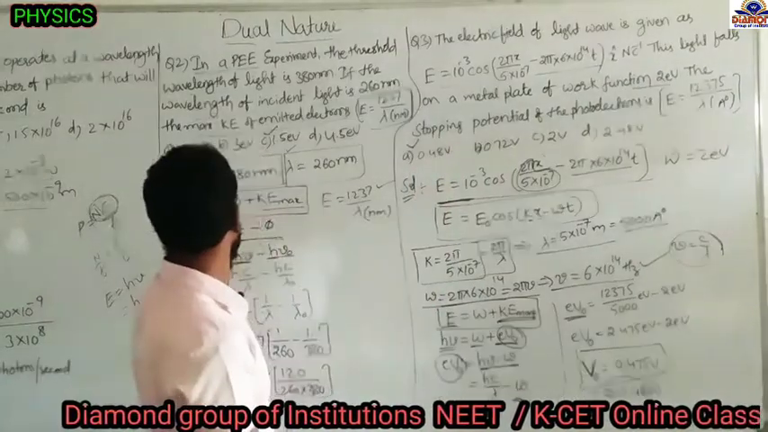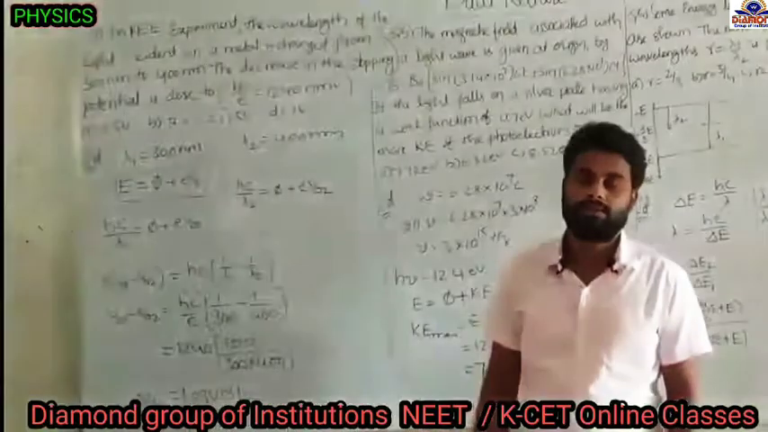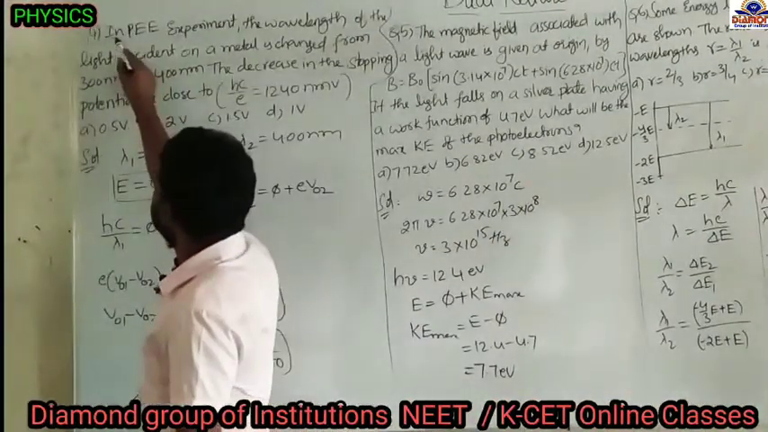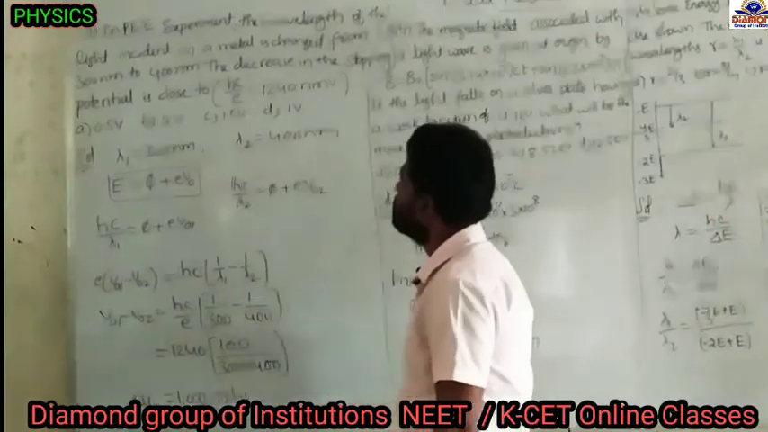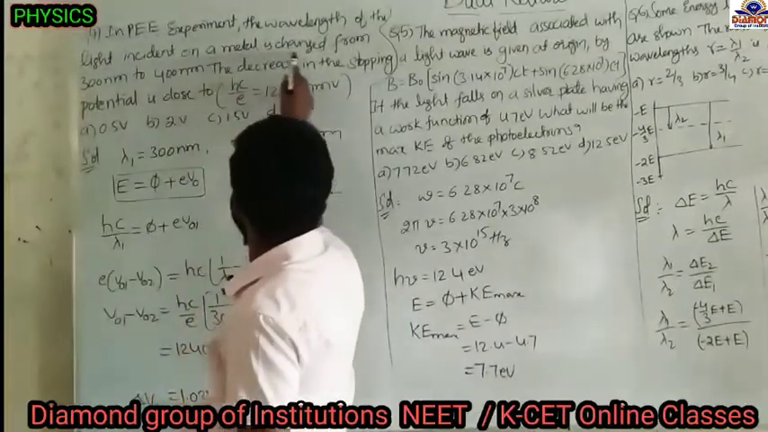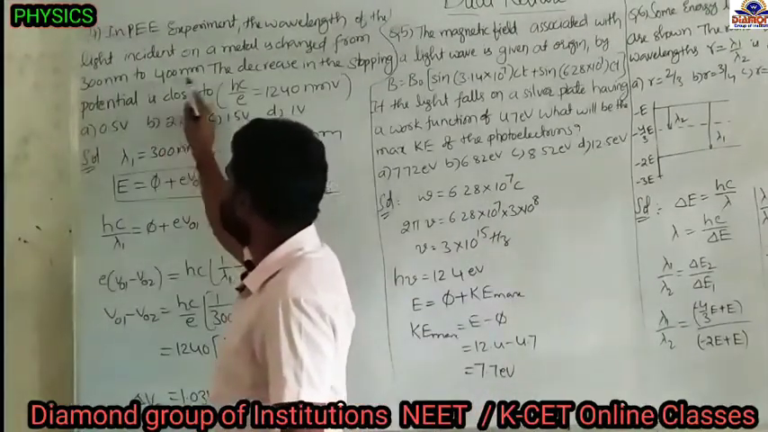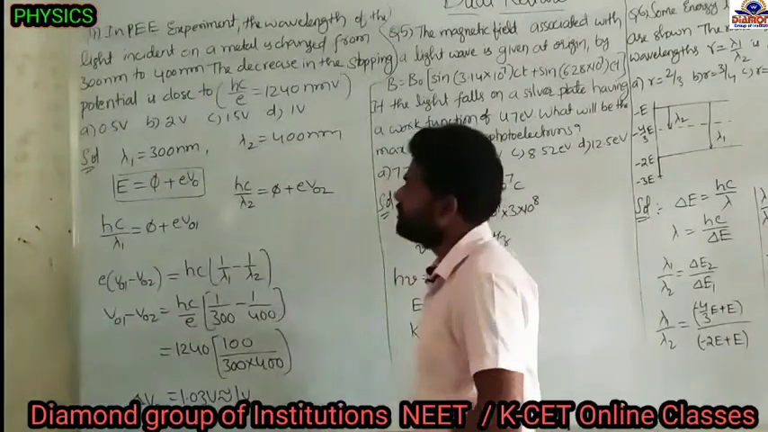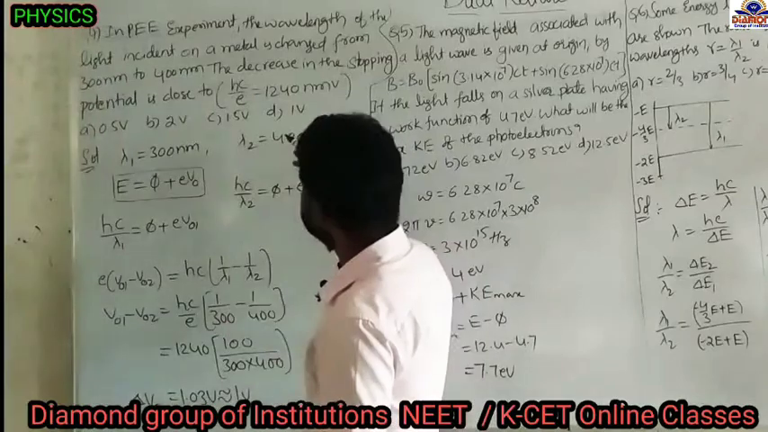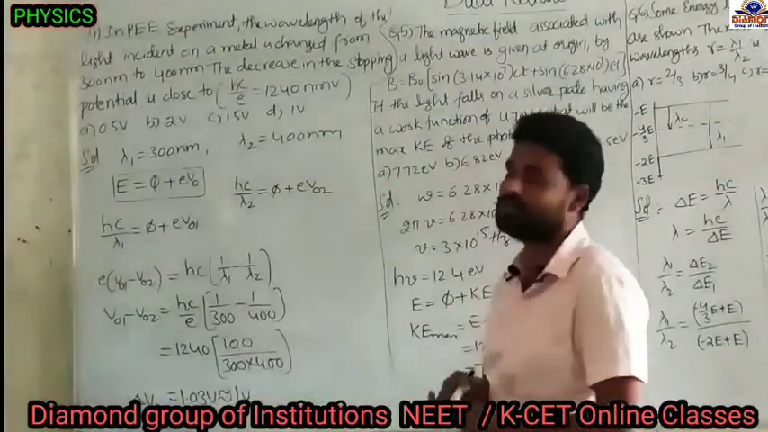So these questions are based on the photoelectric effect only, easily we can solve these questions. See the next question, fourth one. In photoelectric effect experiment, the wavelength of the light incident on a metal is changed from 300 nanometer to 400 nanometer. The decrease in the stopping potential is close to.